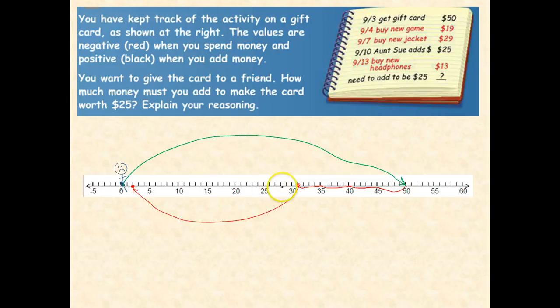Wait a tick. That was positive. Positive money. It's supposed to be green. So there I got $27.